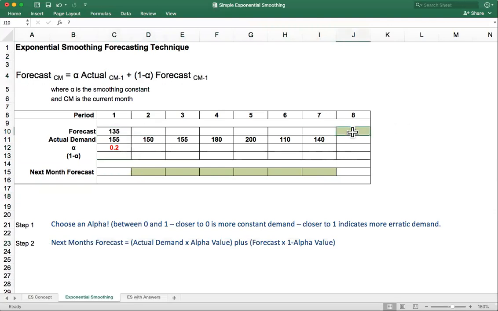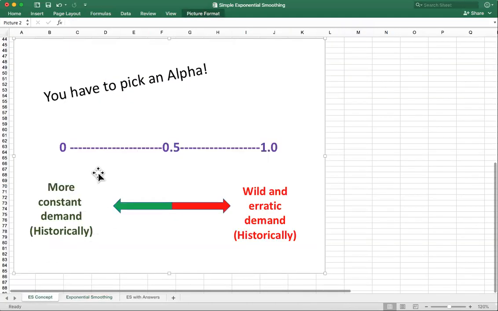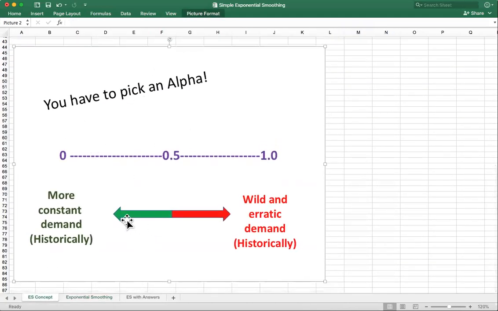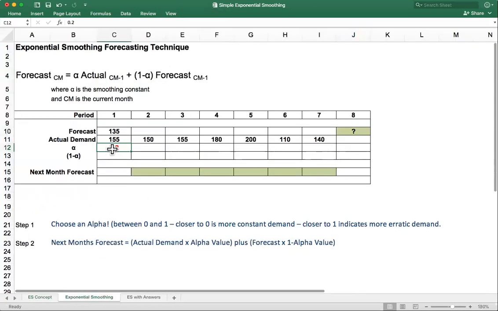So in order to get all the way over here to 8, we actually have to solve all these, but it's not that hard. So let's do them one at a time. Okay, so the formula, now I've picked a smoothing constant here of 0.2. So again, if I go back to our idea about, hey, I have to pick an alpha, if I'm picking something closer to 0, that means my demand doesn't fluctuate all that much, or at least I don't believe that it will. Again, this is purely a judgment call. There's nothing right or wrong here, but you do have to pick a smoothing constant. Okay, so I've picked 0.2.